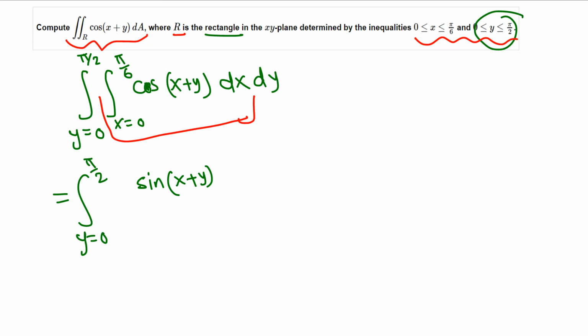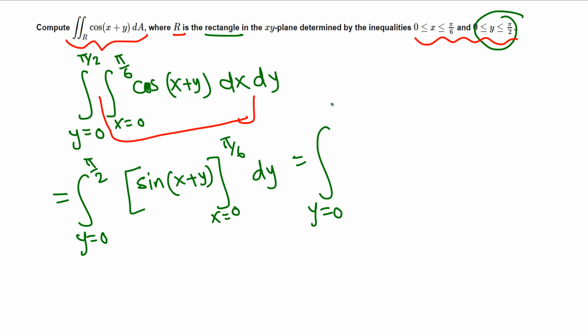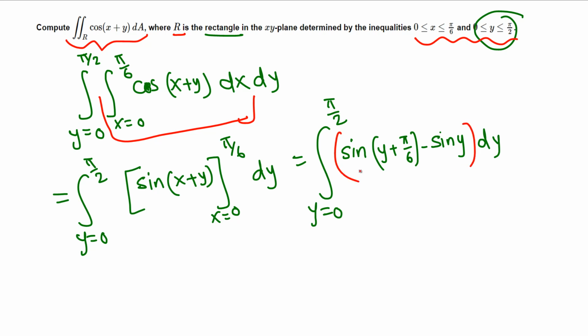Now we need to evaluate from 0 to pi over 6. That's x equals, okay, and we have dy, with y from 0 to pi over 2. Now upper limit x equals pi over 6 here, so sine of pi over 6 plus y, or y plus pi over 6, upper limit, minus lower limit x equals 0, so sine y, and we have dy.